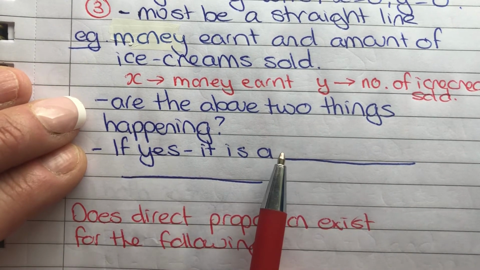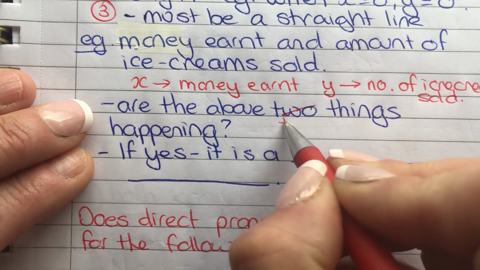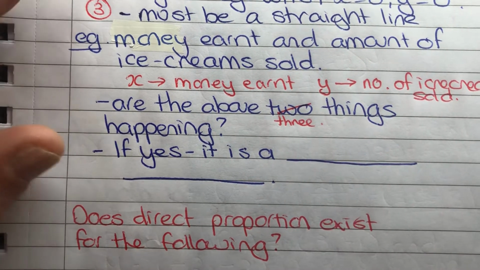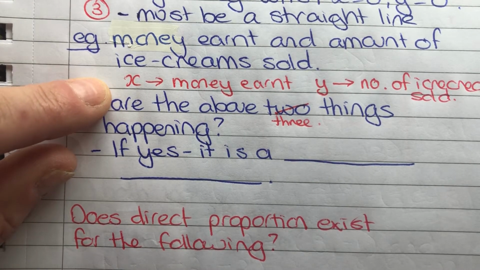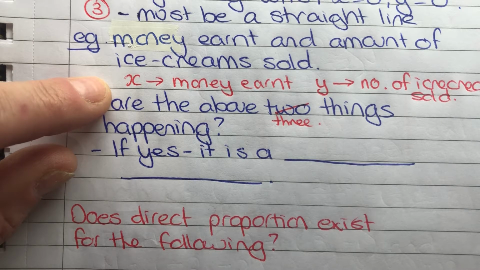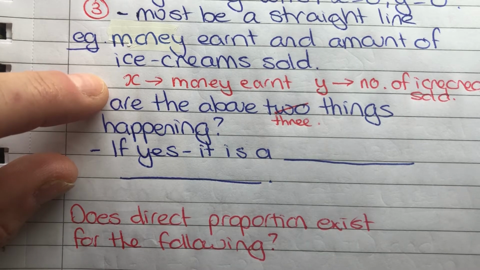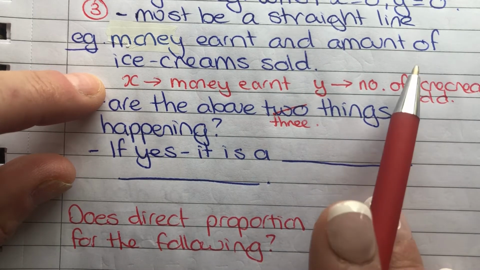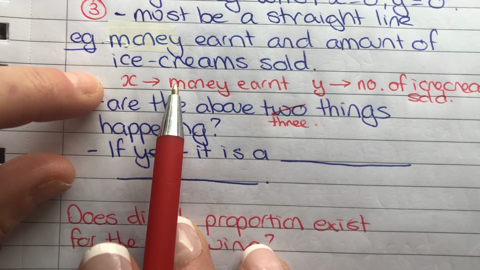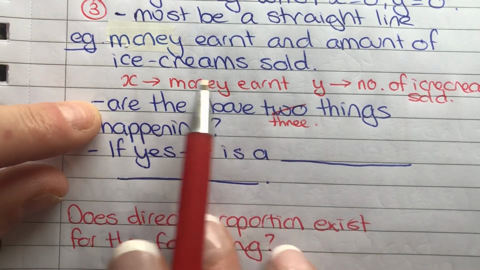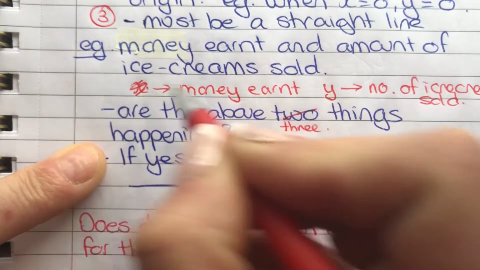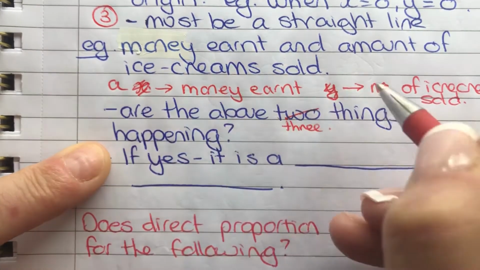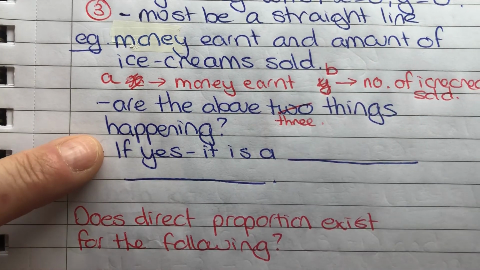Okay. So we want to have a look. Are the above two things happening? It should say three. We need three things happening. All right. So the first one was when one goes up, the other goes up. So if we sell more ice creams, do we make more money? Hopefully you're all saying yes. Okay. Selling more ice creams will mean that we're earning more money. Actually, let's not put X and Y. I don't want you to think about that in terms of the intercepts yet. Let's just call it A and B.